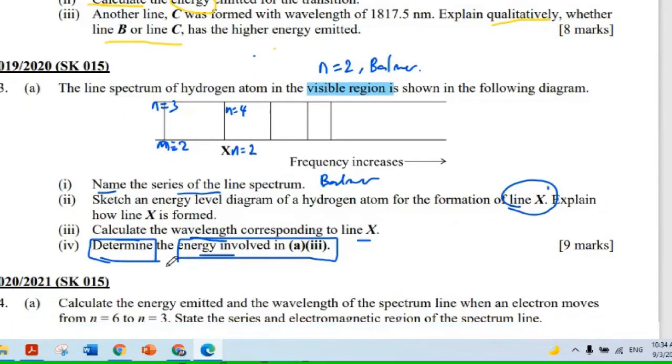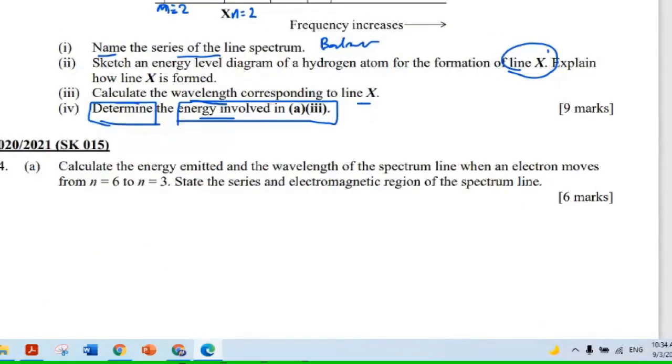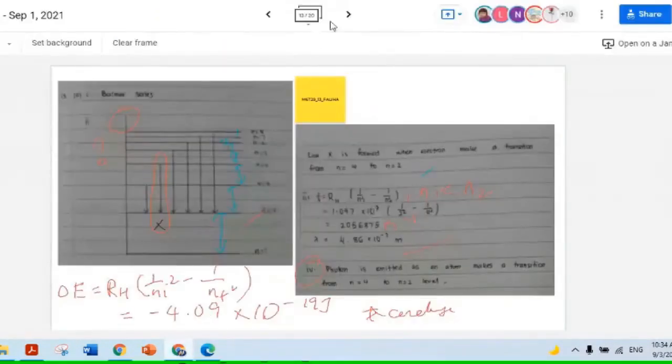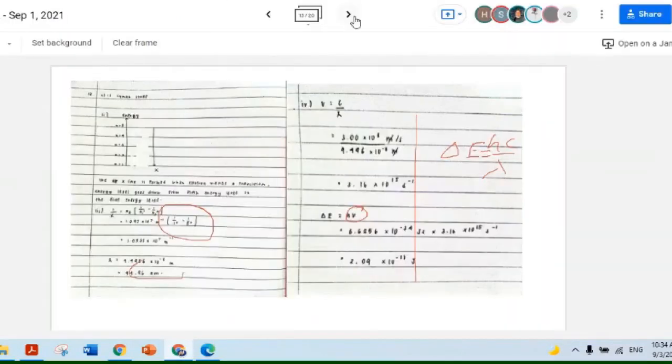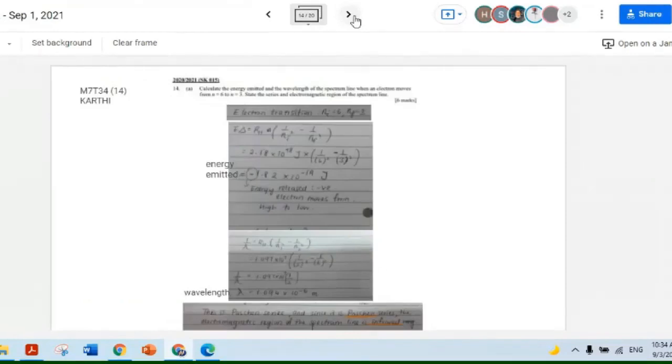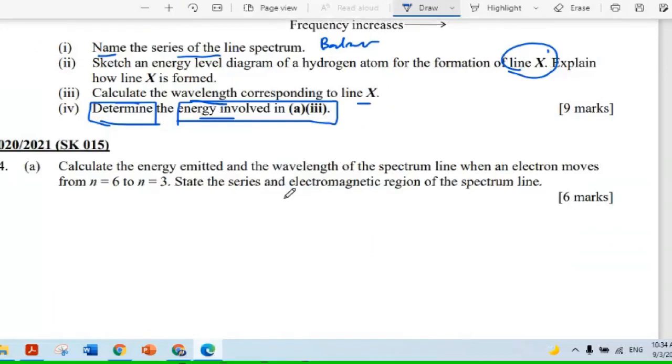Okay, last question. Question 14. Whose turn? Najihah and Katiani. Okay, Najihah first. Soalan apa? Najihah? The energy emitted and the wavelength of the spectrum line when an electron moves from n equal to n to n equal to 3.